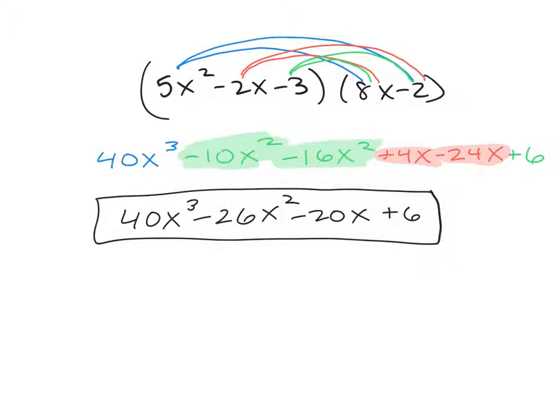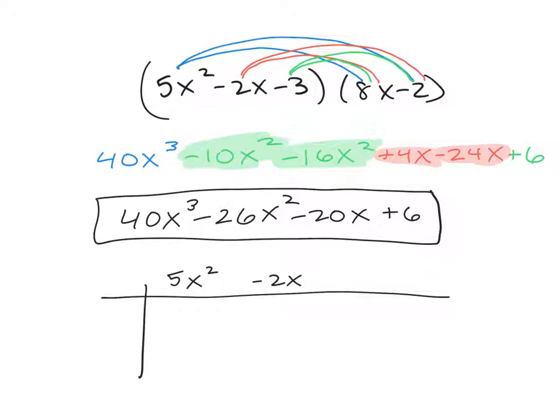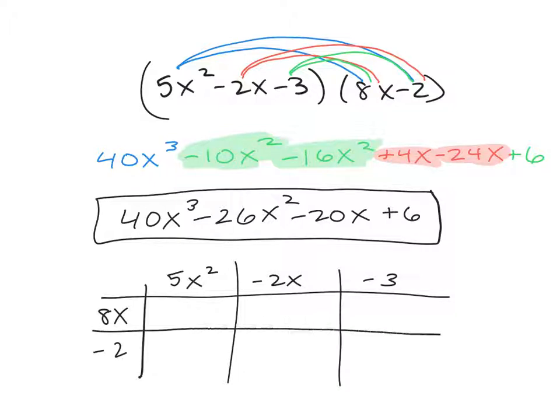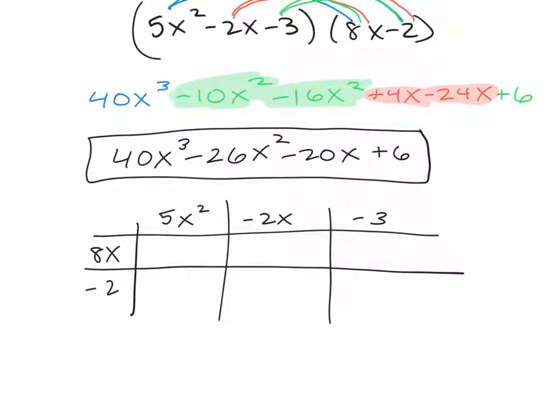Like I said, if you like the box method, you can certainly put your polynomials into a box as a way of organizing your work and making sure you don't forget anything. And so we'd get 40x cubed, we'd get negative 16x squared here, we'd get negative 24x, we'd get negative 10x squared, 4x, and 6. We get the same exact set of terms here as we do here, and then we combine like terms to get to this spot, but the box is just a tool to make sure that you don't forget any set or any pair.